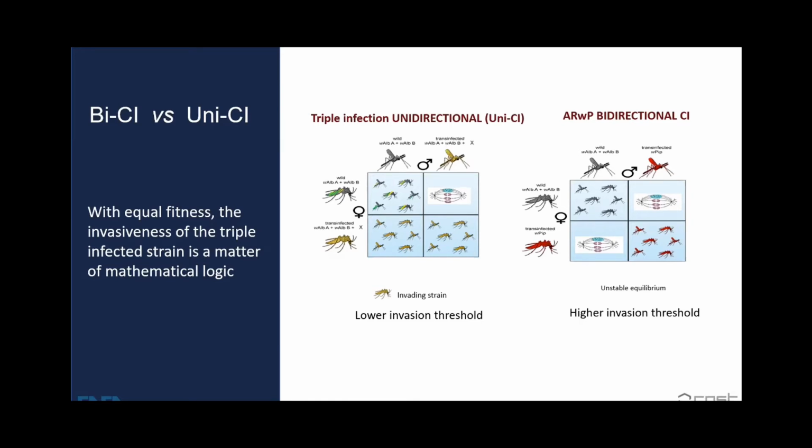Differently, when we have a bidirectional pattern of CI, of cytoplasmic incompatibility, the populations are reciprocally sterile. We have two levels of sterility working. And this is the reason why we have generated a bidirectional strain for an incompatible male-based approach.